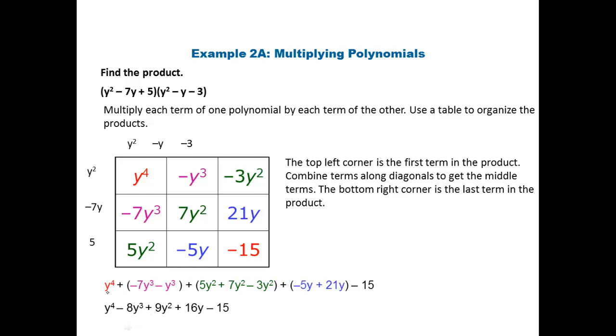So we have y to the 4th, which doesn't have any like terms. And then we add together all of our cubic terms, all of our quadratic terms, all of our linear terms, and then the 15, the constant, doesn't have any like terms, so that stays at the end. This would be our final answer.